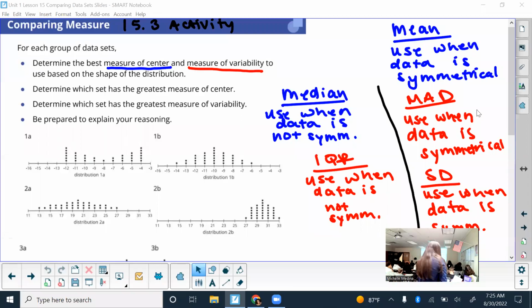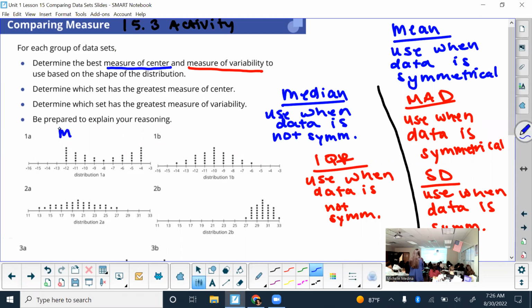For 1A, what did we say is the best measure of center? So you have two options, mean or median. Mean, because 1A is symmetrical. If I put a line down the middle, it is a mirror image on both sides. What about 1B? Mean as well. Yes, it is also symmetrical.